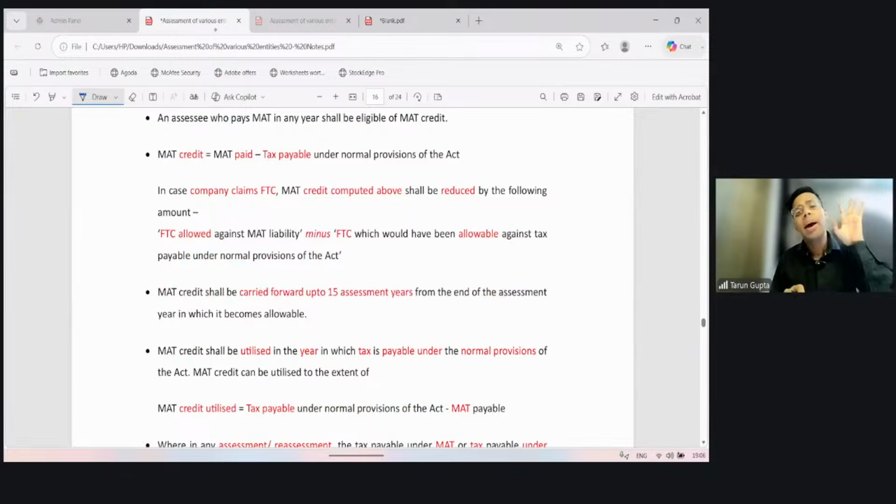Now, the last topic for this is MAT credit. So if you are paying tax as per MAT, the excess of tax over the normal provisions is the MAT credit, which is allowed to be carried forward for 15 years. This MAT credit can be adjusted against the normal tax liability up to the MAT.